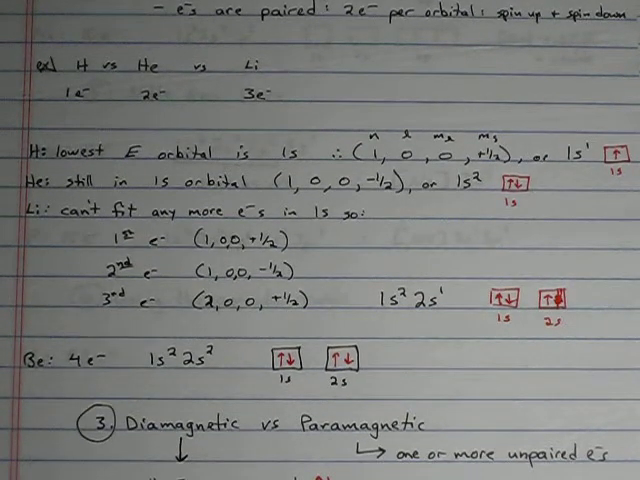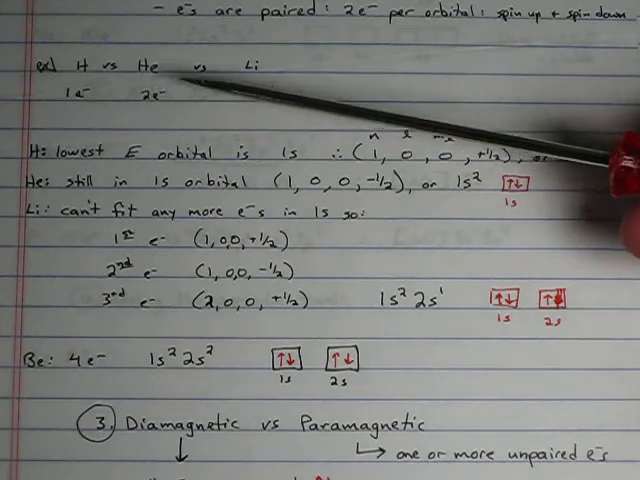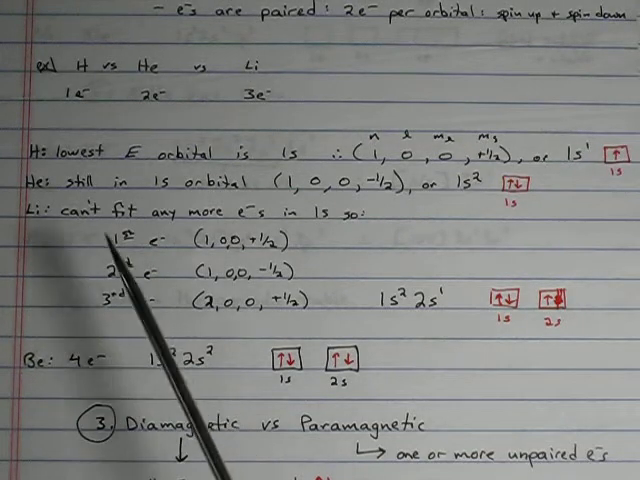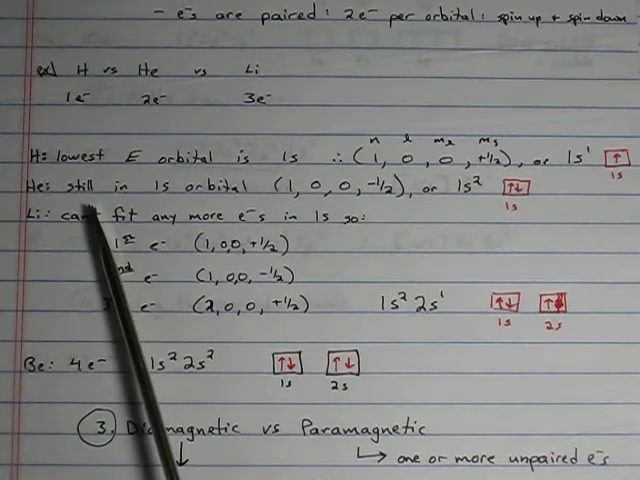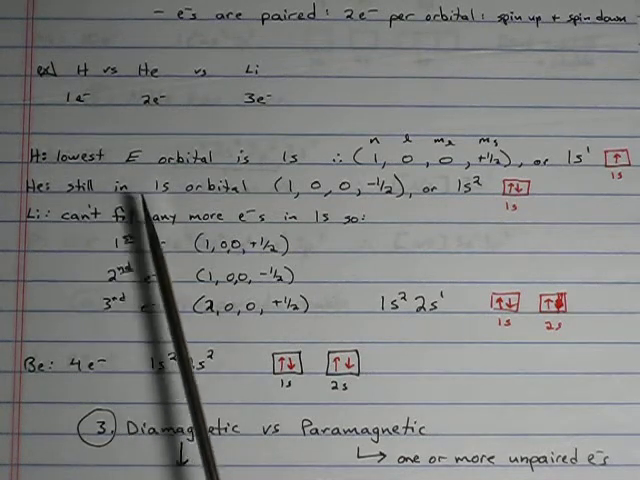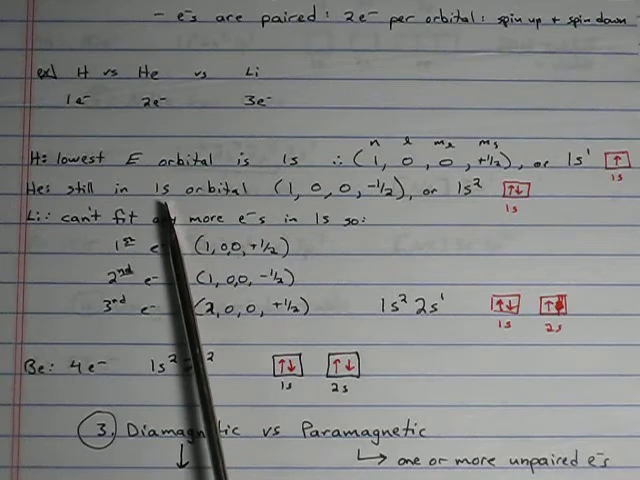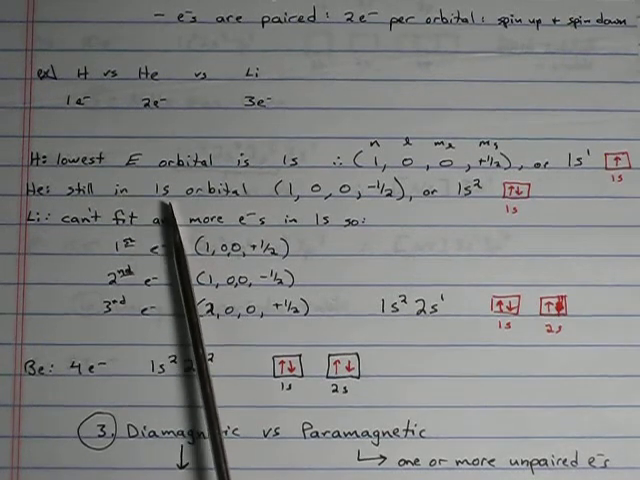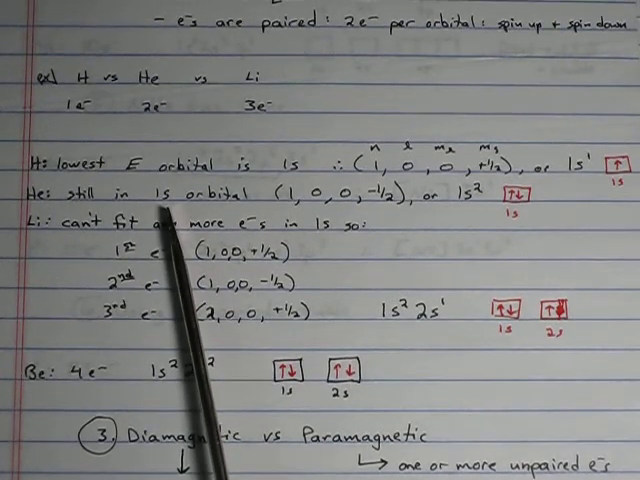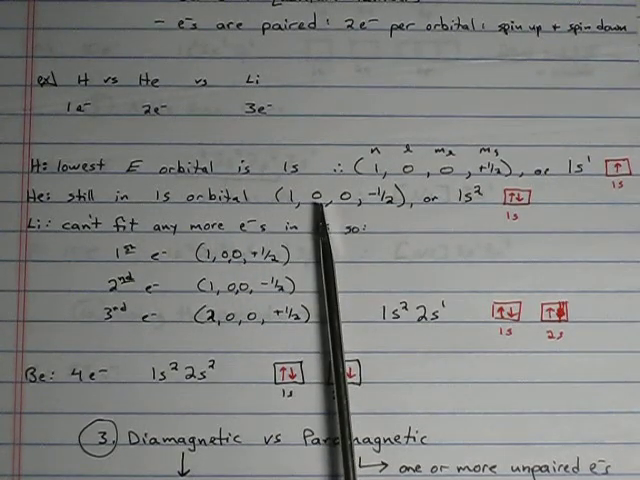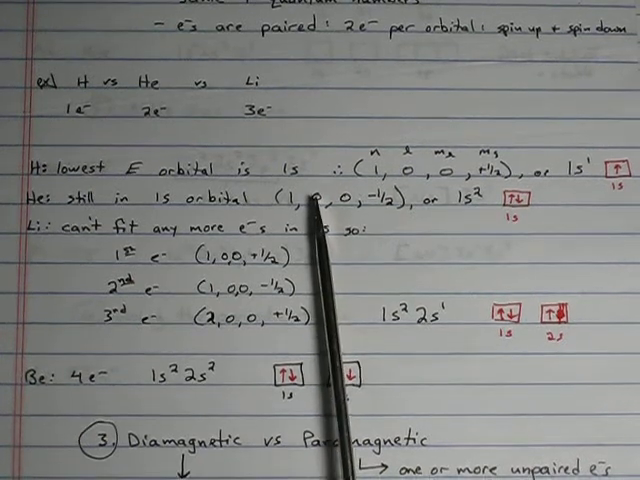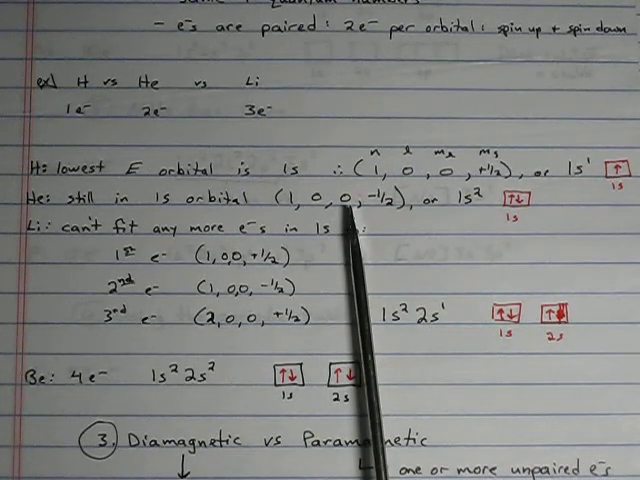All right, let's compare a hydrogen atom versus a helium atom versus a lithium atom. 1 electron, 2 electrons, 3 electrons. For hydrogen, what is the lowest energy orbital that electron will go into? Where will we find the electron? Well, we'll find it in the 1s orbital, the lowest energy orbital. So if it's a 1s orbital, what are the quantum numbers? Well, 1s, therefore n is 1 and l is 0. If l is 0, m sub l has to be 0.